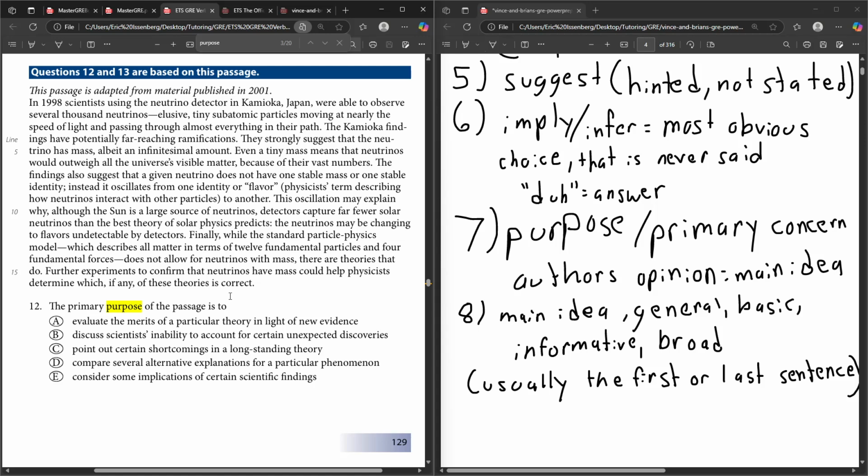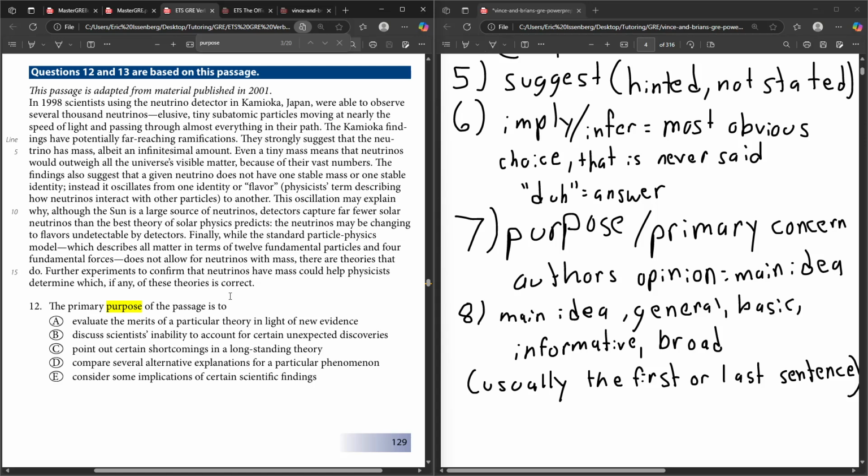If you're not a sciencey person, this is already off to a great start. We're able to observe several thousand neutrinos, elusive tiny subatomic particles, moving at nearly the speed of light and passing through almost everything in their path. The Kamioka findings have potentially far-reaching ramifications. Okay, so we're talking about whatever studies they did in this one place in Japan and how they have a lot of consequences. So the study has a lot of impact.